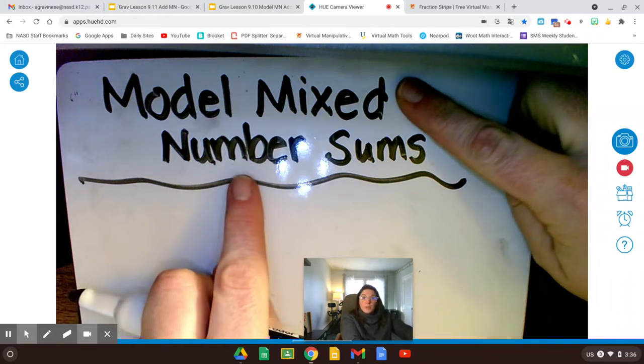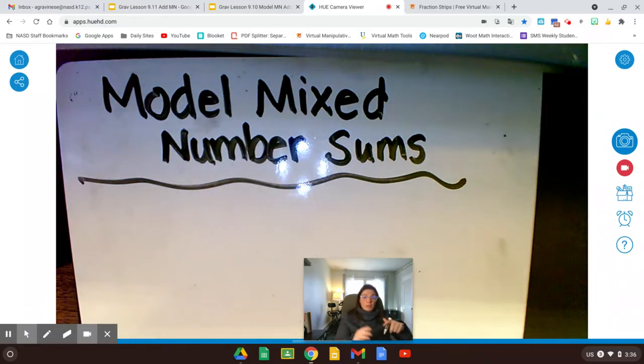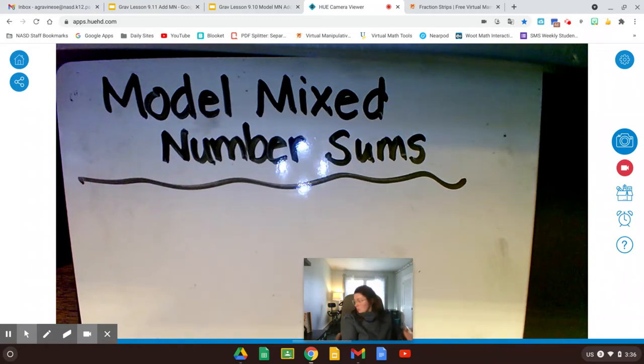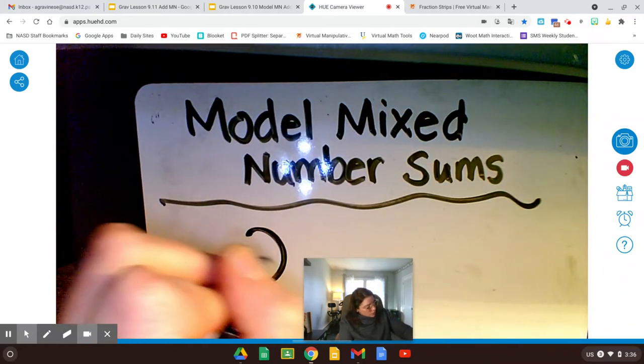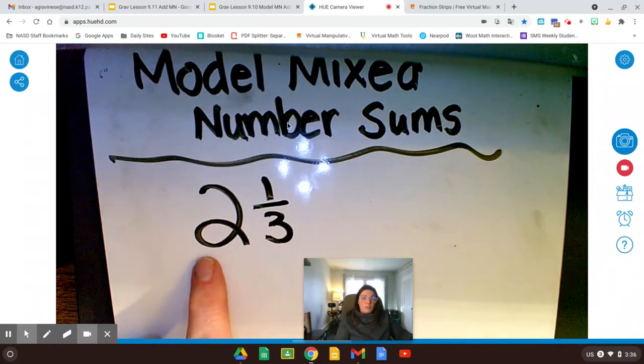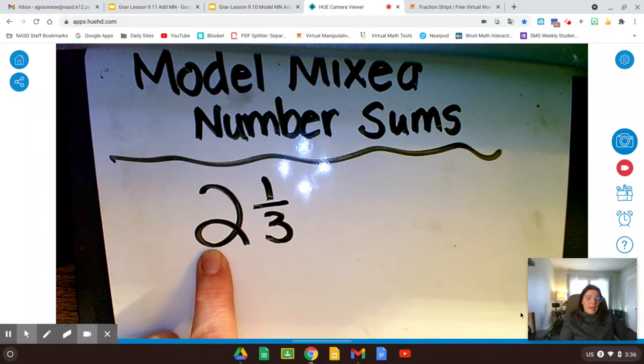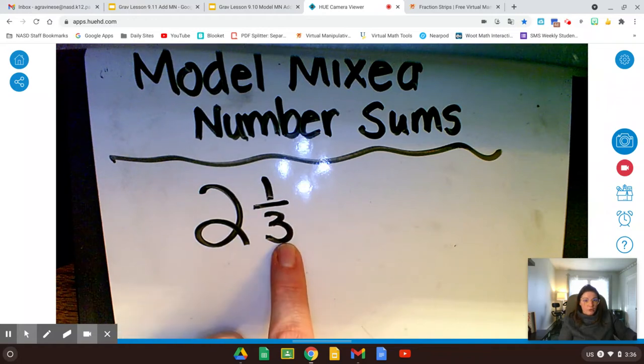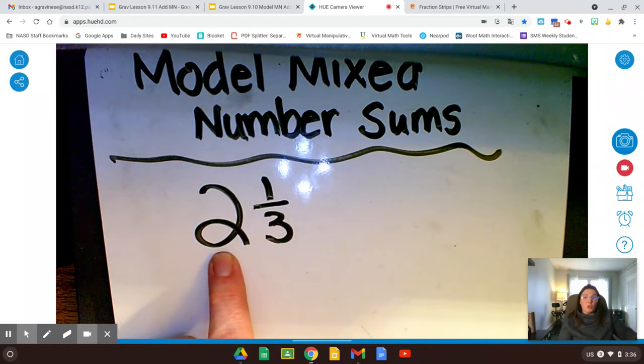So recall that a mixed number is a combination of at least one whole and a fractional part. Okay, so a mixed number could be something like 2 and 1/3. We read this as 2 and 1/3. This means we have two wholes and then another third of something.